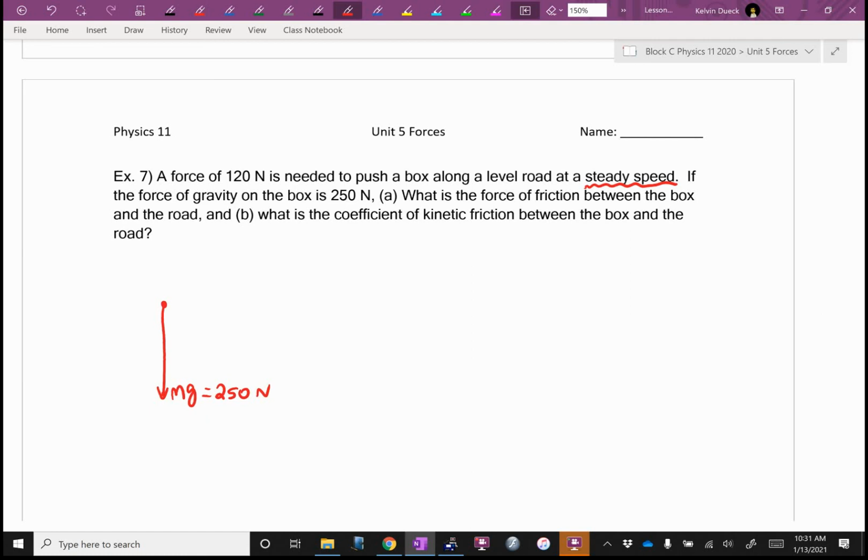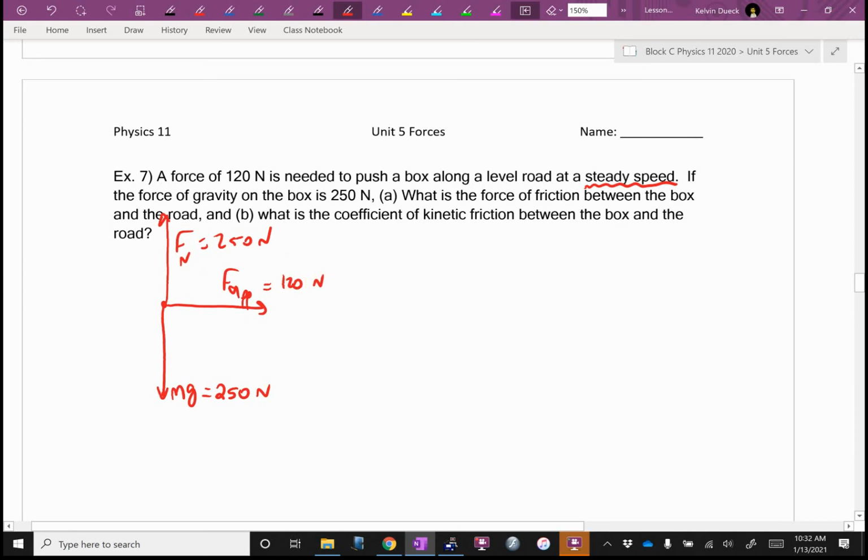What else? Same size as gravity or bigger or smaller? Do you see any other vertical forces mentioned in this question? Then I can even say Fn equals 250 newtons. What else? It says the force of 120 newtons is needed to push this box along a level road. What do we call an outside force like that? This is F applied. And apparently that's 120 newtons.